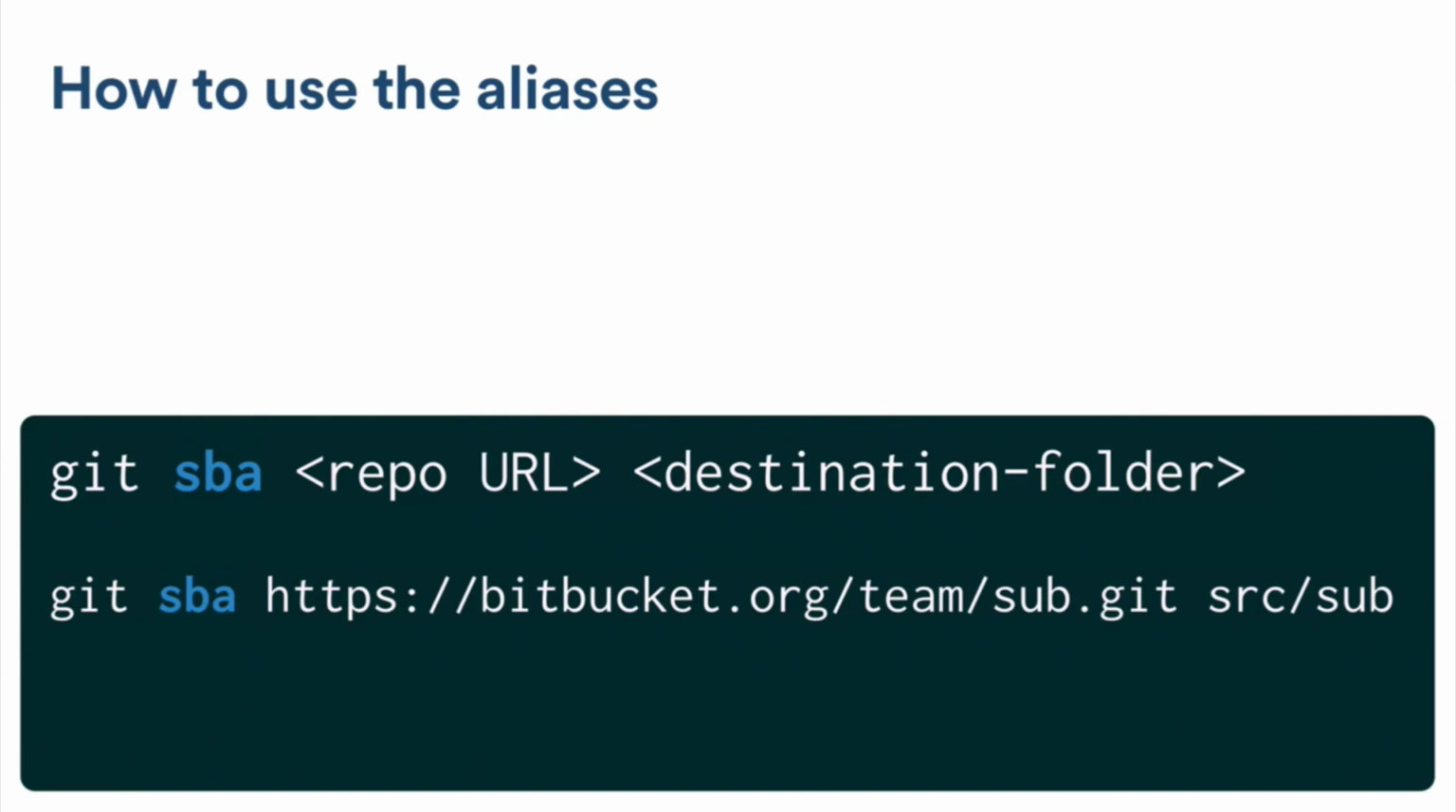You git subtree add, SBA, the repository, and the folder where you want to inject the dependency. Now, this assumes you're going to pull master. So if you want to change it, you need to change the alias to import and pull some other tag.